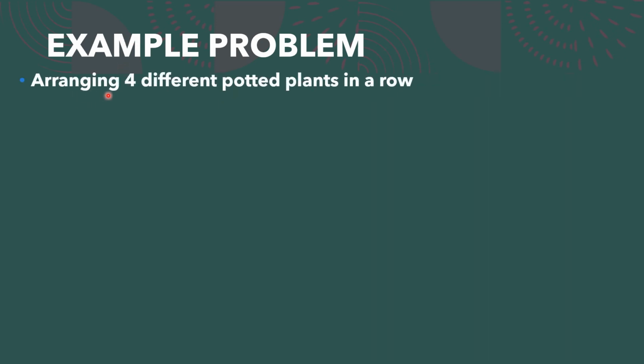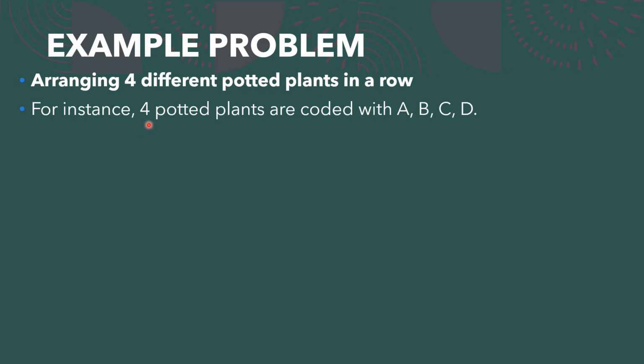Next problem is arranging 4 different potted plants in a row. So, is this a distinct permutation? Yes, it is, because we have different potted plants, so it means unique lahat ng objects, and arranged in a row, it means naka-arrange siya in a line. So, for instance, meron tayong 4 different potted plants. So, lagyan natin ng code. Let's say, plant A, B, C, at saka D para mas maiksi yung mga letters na gagamitin natin.